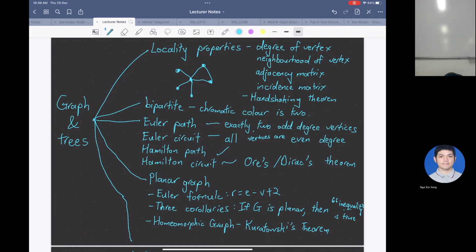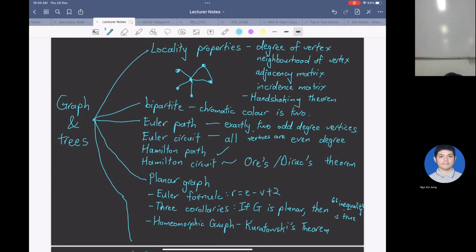For an Euler circuit, all vertices have to be of even degree. For a Hamilton circuit, there's only Ore's or Dirac's theorem to check whether you have a Hamilton circuit or not based on the degree, but it's not very practical sometimes. I mean, most of them.